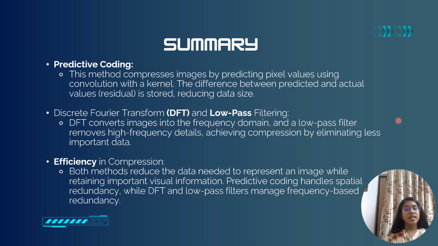Now, both of these techniques are quite efficient, but predictive coding is usually used where there is redundancy in the spatial domain. That is, there are many repetitive pixels in the spatial domain, and we perform discrete Fourier transform and low pass filtering when there is frequency based redundancy, that is many frequencies are repeated in the frequency domain. So in that case we perform DFT and low pass filtering. So this was all about various image compression techniques and their applications.